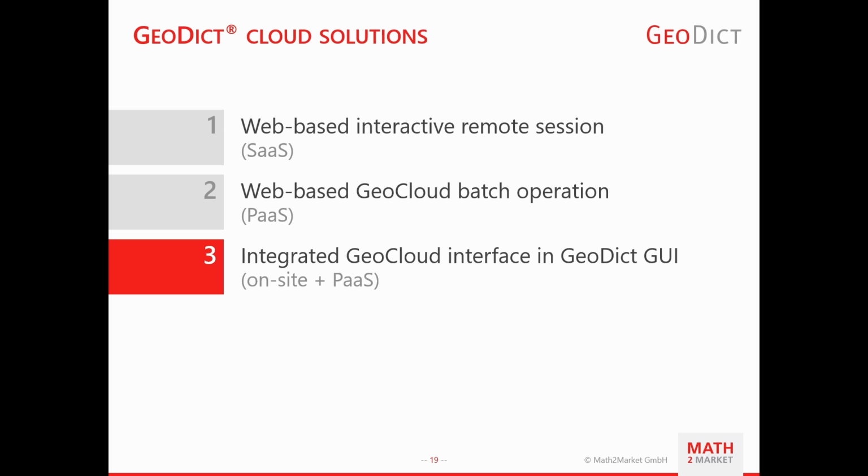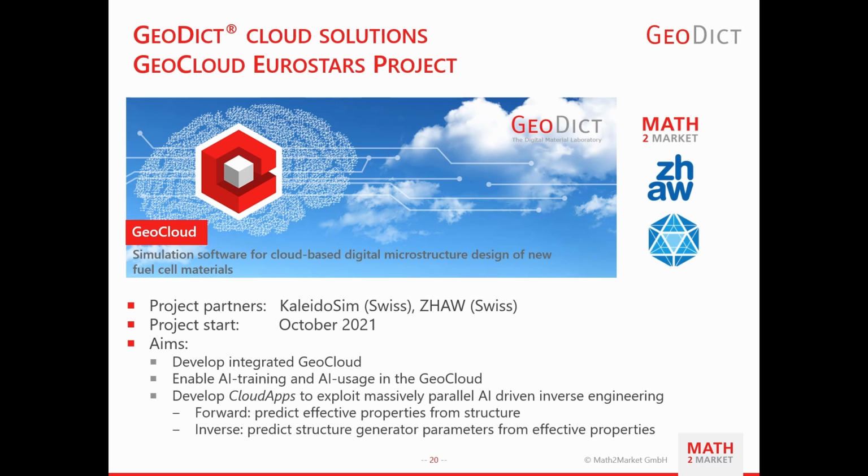Finally, I want to talk about a solution which is currently in development targeting Geodict 2023, which is the logical next step of the previous approach that I showed you, namely integrating this web-based batch operation directly into the Geodict user interface. This is a component of the GeoCloud Eurostars project, which is a collaboration between Math2Market, the Zürcher Hochschule für Angewandte Wissenschaften, and KaleidoSim, which is the cloud provider behind the previously demonstrated solution.